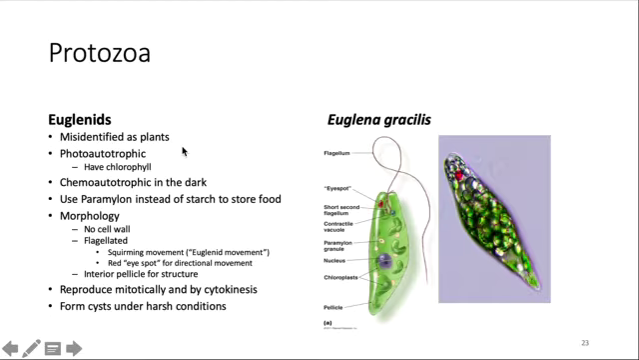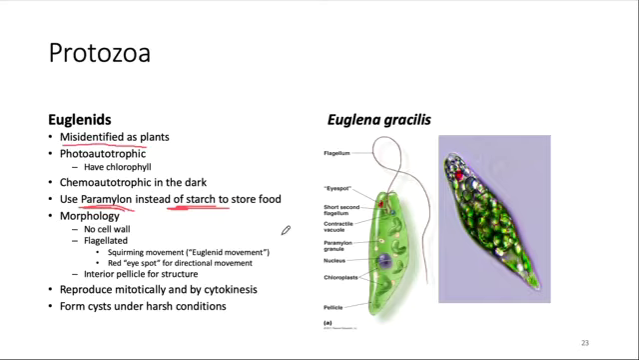The Euglenoids were for a long time misidentified as plants. They are photoautotrophic, so they have chlorophyll. They can synthesize their own food using sunlight through the process of photosynthesis. But when the sunlight is not available, they would practice chemoautotrophism. So what they would do is rather use chemicals as a source of their energy, but they will still be able to synthesize their food. They use paramylon. So note this, they use paramylon instead of starch as their storage form of carbohydrates.